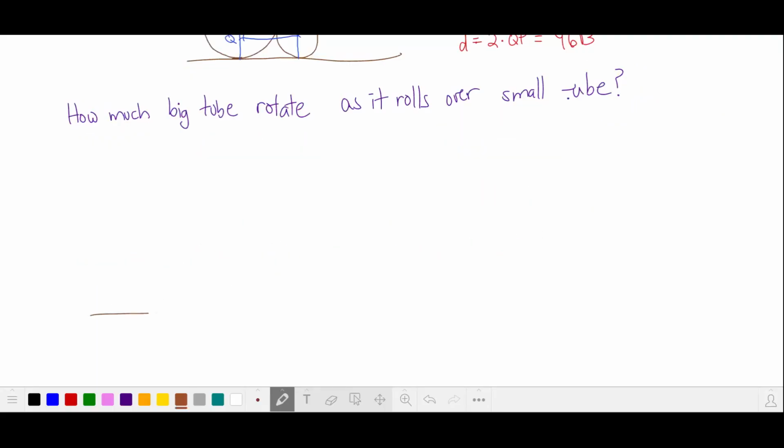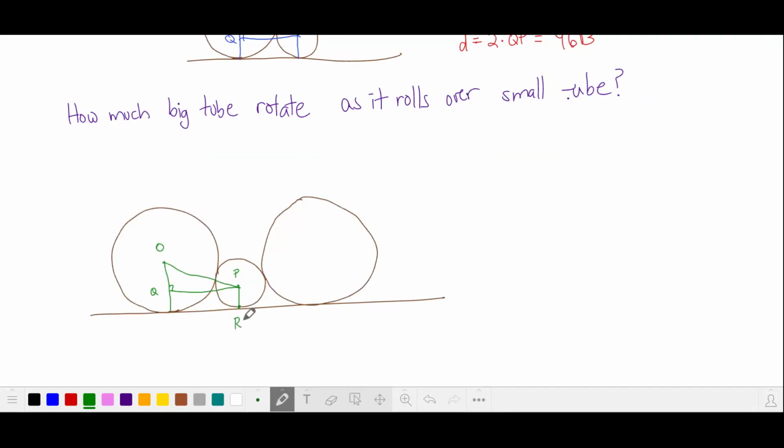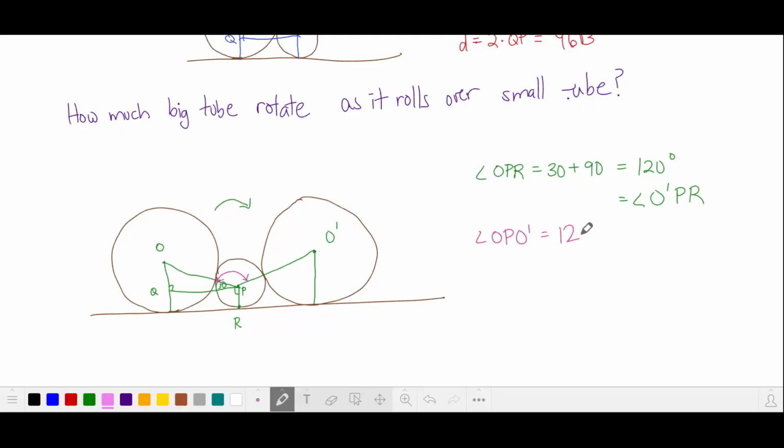I'll redraw our tangent circles again, and we'll call this point R right below P. We'll find angle OPR. This was a 30, 60, 90 triangle, so we have a 30-degree angle here, and then we'll add this right angle. So OPR is 120 degrees. After the large tube rotates over the smaller tube, it'll end up over here, and I'll call the center of this other circle O prime. So 120 degrees is also the measure of angle O prime PR. So this angle up top, angle OPO prime, is also 120 degrees.